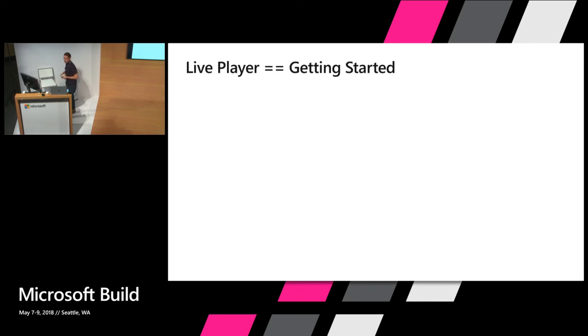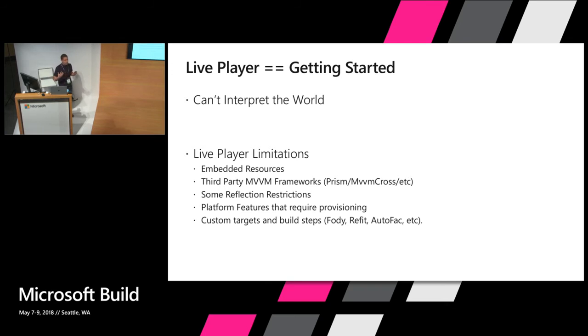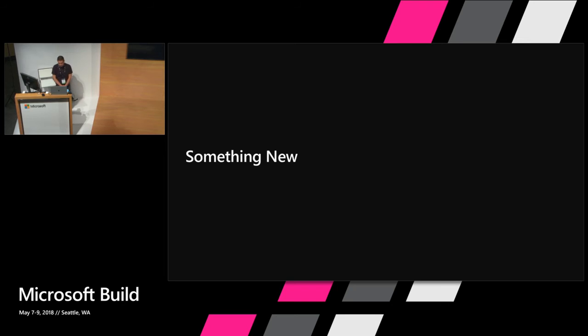And again, the Xamarin Live Player is for getting started because we can't simply interpret the world. Because often developers are doing things like using custom frameworks like Prism or MVVM Cross, using embedded resources. It's hard to interpret reflection. And most importantly, it's hard to actually access native provisioning profiles because we're running your app inside of our app. And finally, custom build targets and build steps, things that are compiled into your app, aren't compiled. We're not compiling anything. So we had to think of something new.